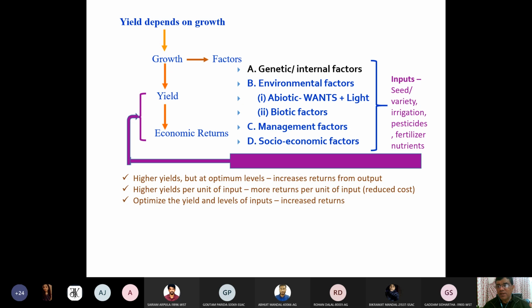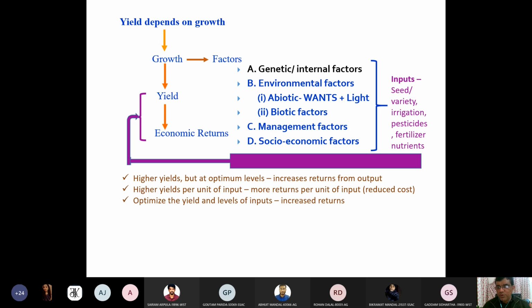Number one was the genetic factor or internal factor. So now the question comes, can we have any control on the genetic or internal factor? So you see, I have written inputs on the right side. Yes, we have control on the genetic factor. It means farmers can choose the variety. They can choose the seed to manipulate the growth.